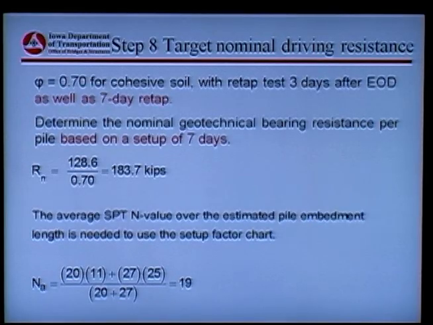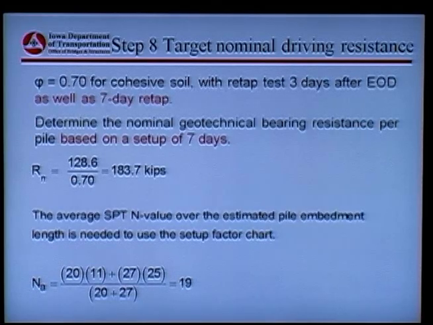Okay, there's a correction on this slide. I will explain that. So the phi factor is 0.7 for cohesive soil with retap test 3 days after end of driving, as well as 7-day retap. Right? The rate one should be an addition of what you have on the slide, on the worksheet.